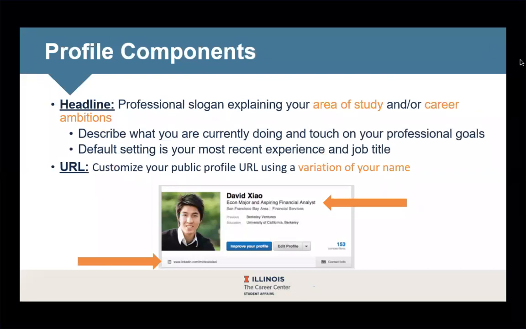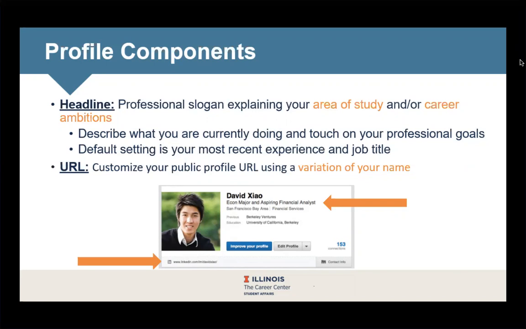In terms of the profile components, you want to include a headline. So this would be a professional slogan explaining your area of study and or your career ambitions. And you'll want to describe what you're currently doing, and touch on your professional goals in your headline. By default, LinkedIn actually sets your most recent experience and job title as your headline. And so if you want to change that, it's very simple. You just unclick the box that says set it as your most recent experience.